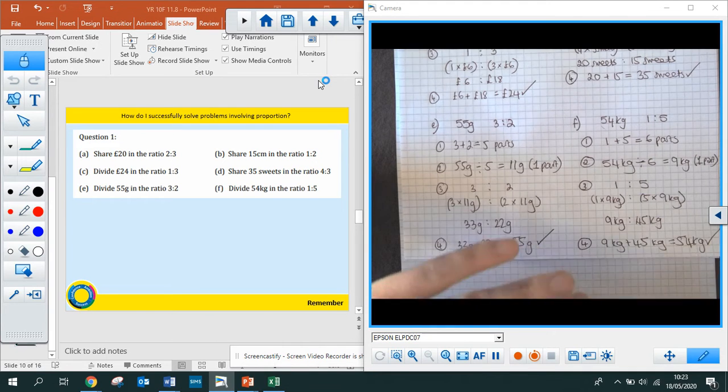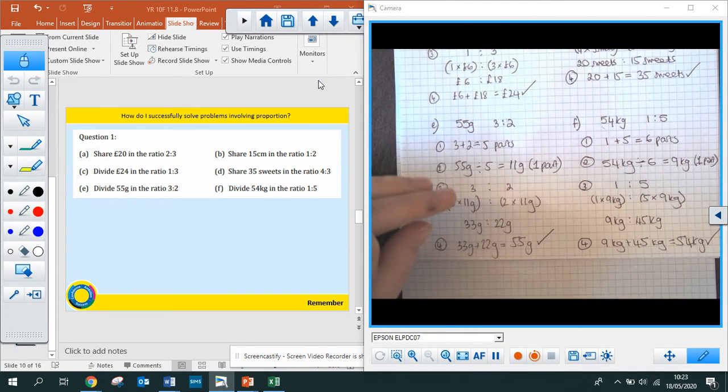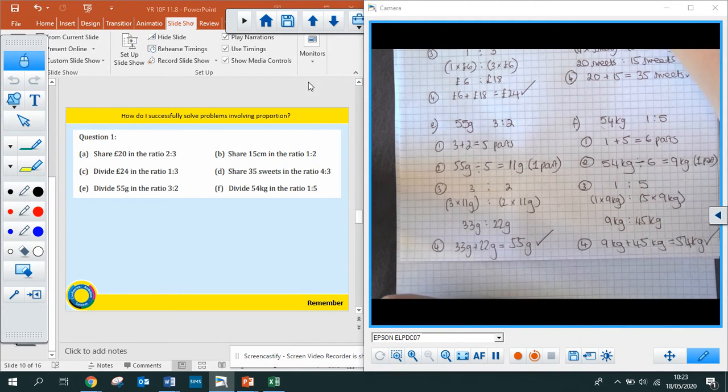Okay, well done if you got those. That is something we covered early on, but that's something that's fundamental to the topic, so you must understand sharing in given ratios, okay? So carrying on.